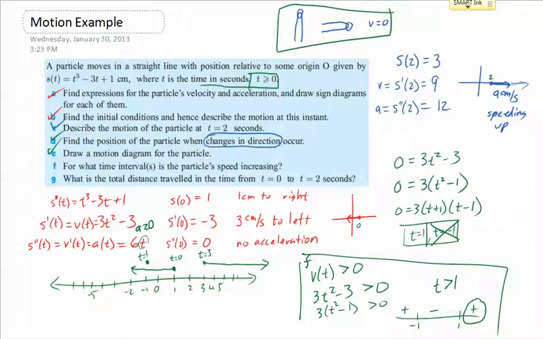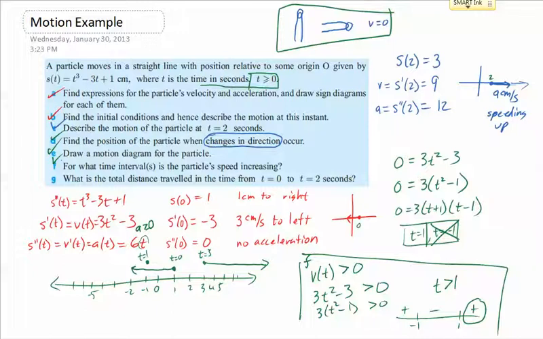Now I went through that pretty quickly, and the reason is because we already knew that here we were moving to the left, and at t equals 1 I was changing direction, which means that anytime after t equals 1 I'm moving to the right. And since I'm moving to the right there, that means I will always have a positive acceleration and positive velocity, therefore I'm speeding up, I'm increasing for all of that F.